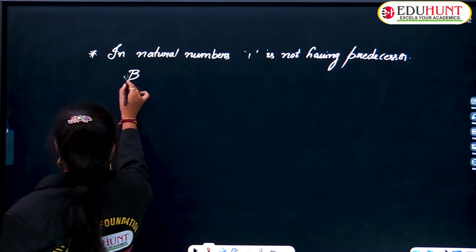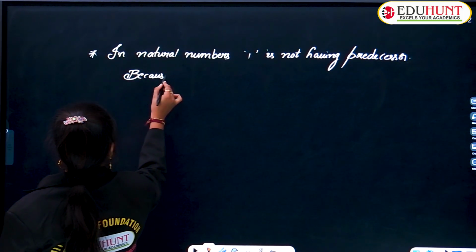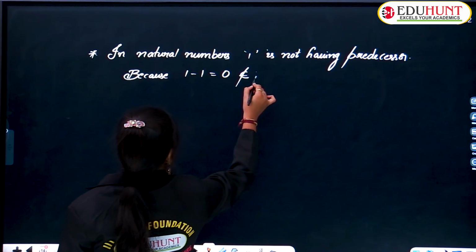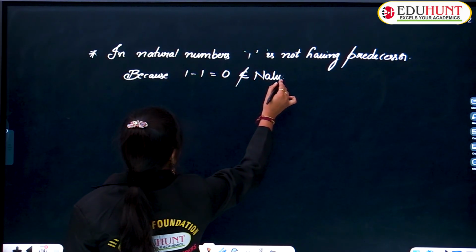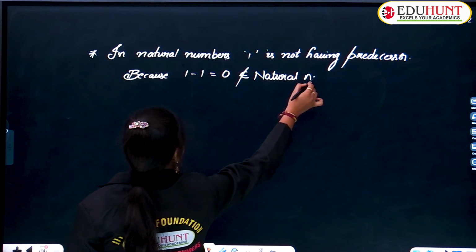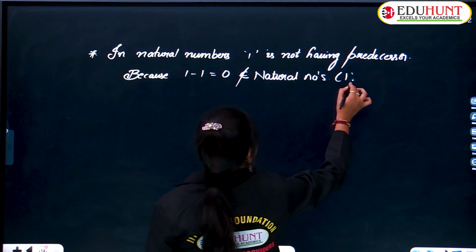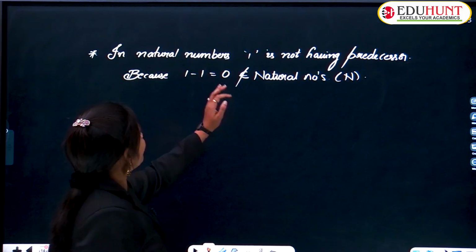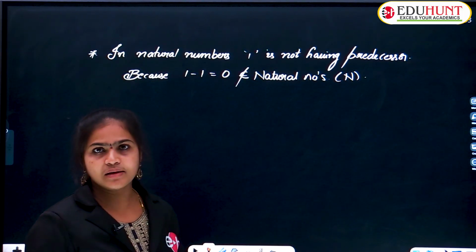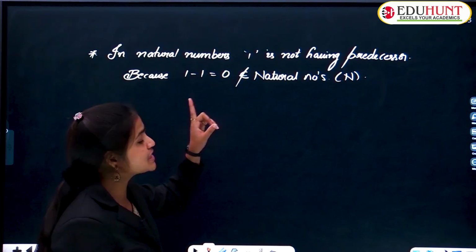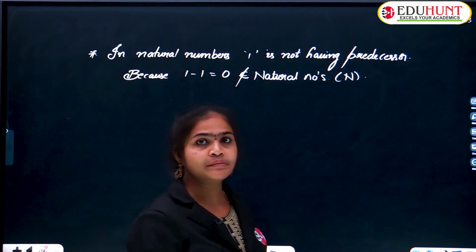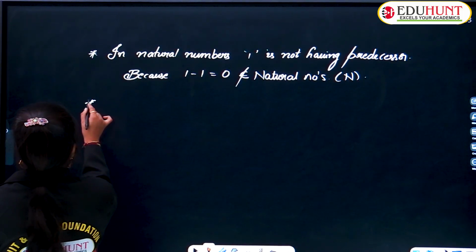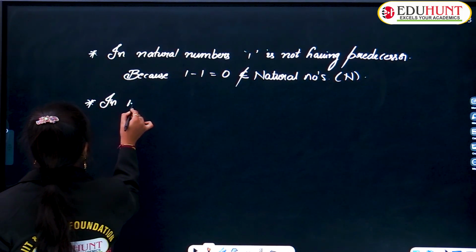Because 1 minus 1 is equal to 0, and 0 does not belong to natural numbers, or N. That's why in natural numbers, the number without a predecessor is 1.